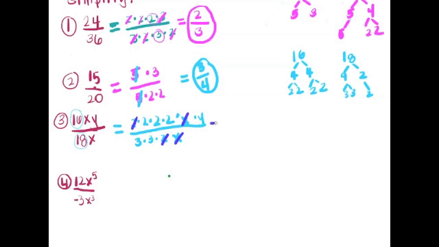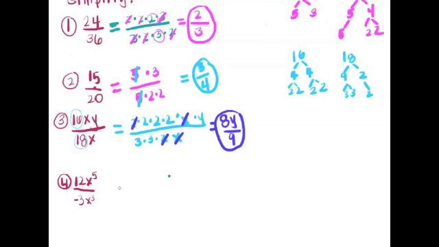Okay, and so we're going to multiply everything that's left over. So I have 2 times 2 times 2, which is 8 on the top. And then I have a y still left over, so I have 8y. On the bottom I have 3 times 3 is 9. So the answer for this is 8y over 9. Okay, let's look at number 4.